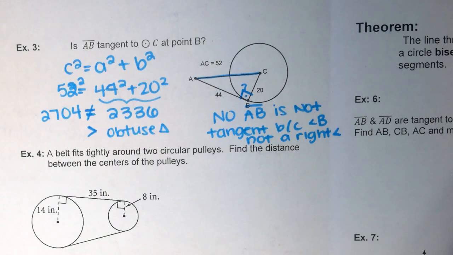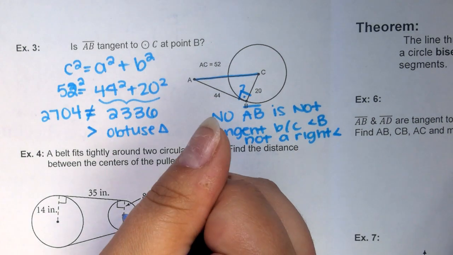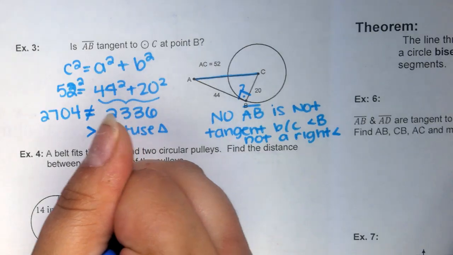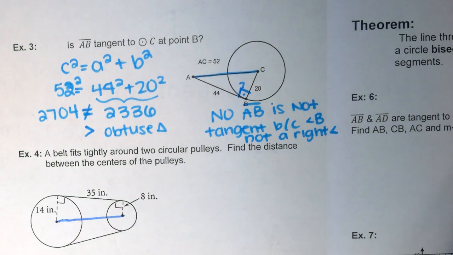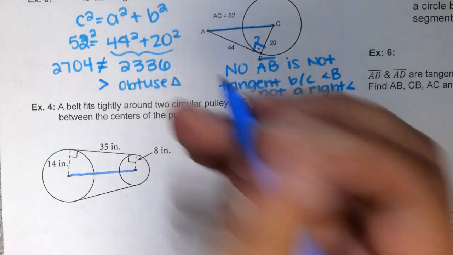Looks like what? No, it's pulleys. Like a pulley? Like a rope with a pulley? Two wheels and the rope goes through it? Okay? So it says a belt fits tightly, like a bicycle. Think of a bicycle. A belt fits tight around two circular pulleys. Find the distance between the center of these pulleys. So if you need to, use your badge, draw a straight line.